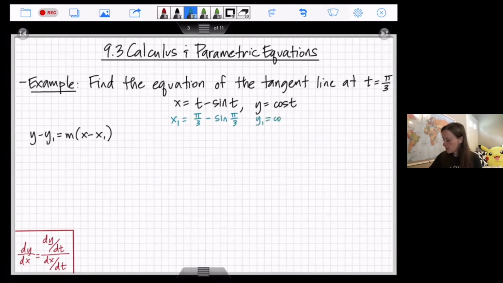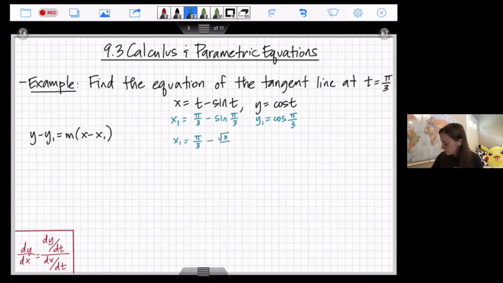We're going to find the cosine of pi over 3. However you're doing your trig these days, pull out your unit circle, however you want to work it. That pi over 3 just stays at pi over 3. Sine of pi over 3 is equal to the square root of 3 over 2.